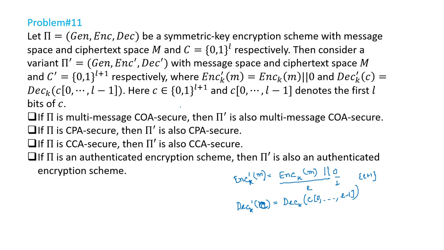Now the question is: if pi is multi-message COA secure, then pi dash is also multi-message COA secure. If pi is CPA secure, then pi dash is CPA secure. If pi is CCA secure, pi dash is CCA secure. If pi is AE, an authenticated encryption scheme, then pi dash is also an authenticated encryption scheme. I'll wait for your answer. What do you think?